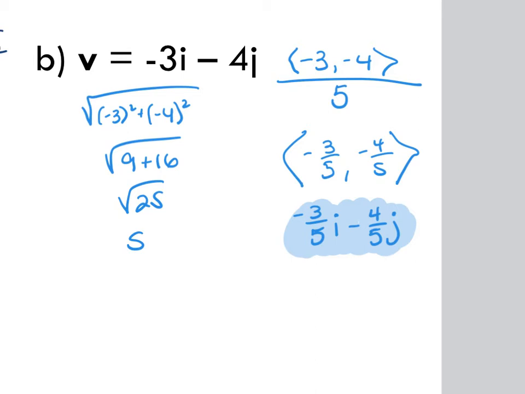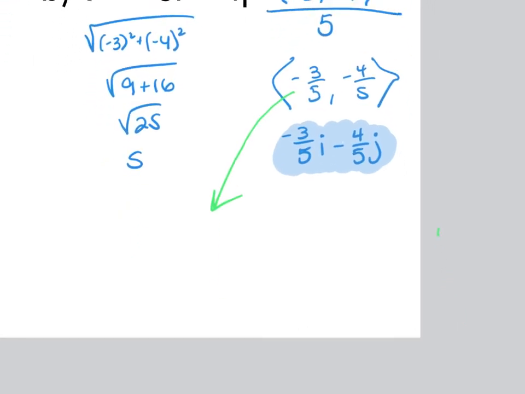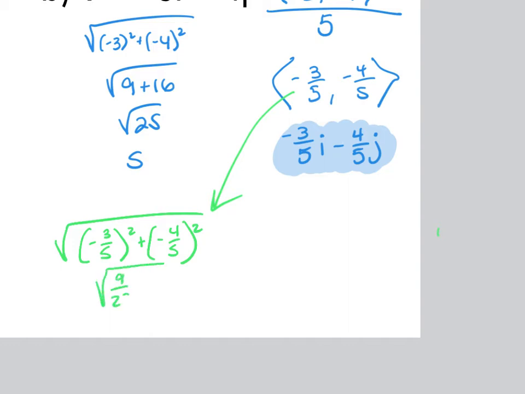And then to verify it, I'm going to grab my component form and find the magnitude. So a squared plus b squared under the square root gives me 9 over 25 plus 16 over 25, 25 over 25, square root of 1, which is 1.